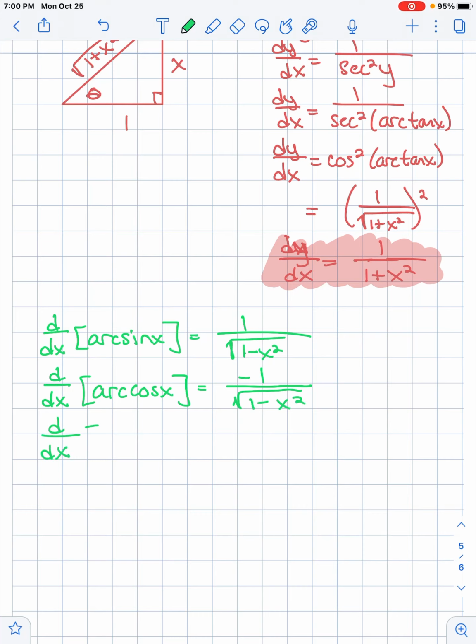And finally, the derivative of arctangent is 1 over 1 plus x squared, because we found the hypotenuse, and no radical because the derivative of tangent is secant squared. So it got rid of that radical for us. Okay, good. Now you won't ever have to find those again, but if you do have to, you know how.